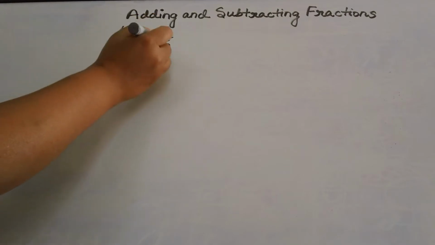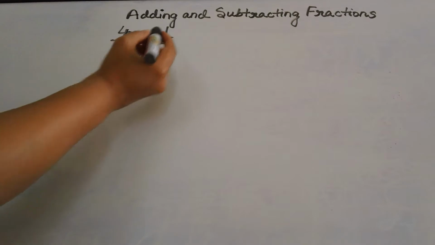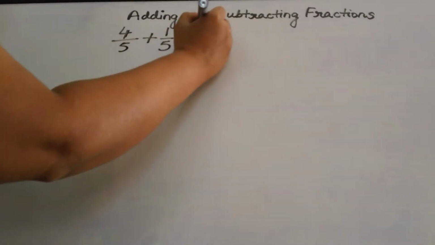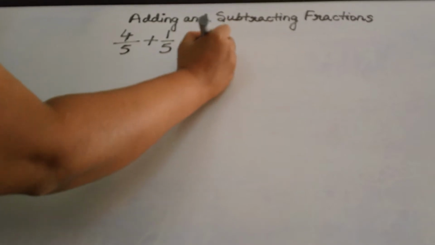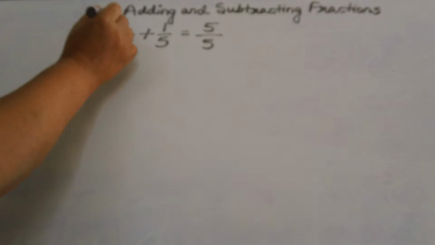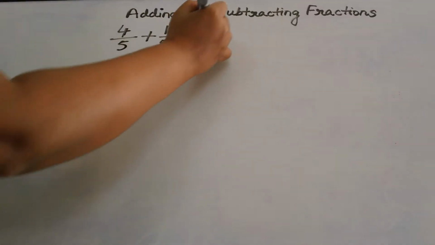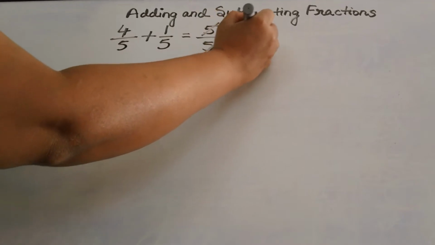If we have the same denominators, all we have to do is add the numerators. So this becomes 4 plus 1, which is 5 by 5. The denominator is the same, so we leave that and then add the numerators, so it's 5. And this cancels by 1, so the answer is 1.